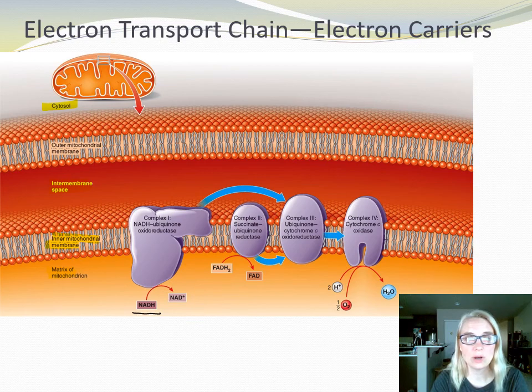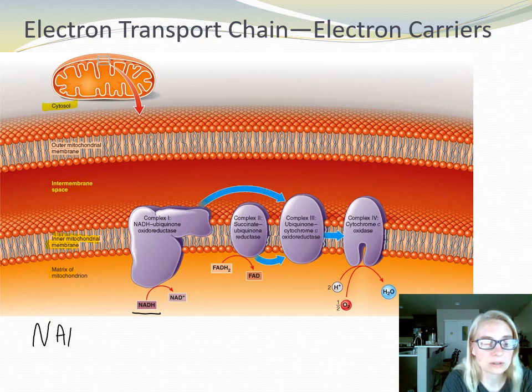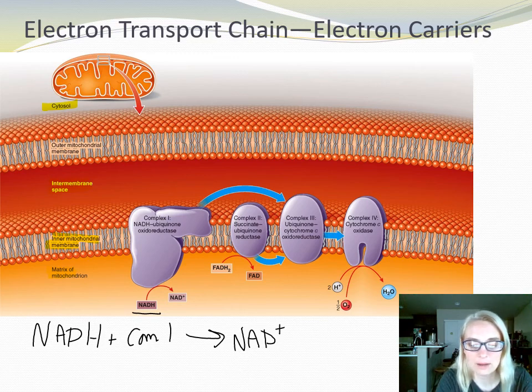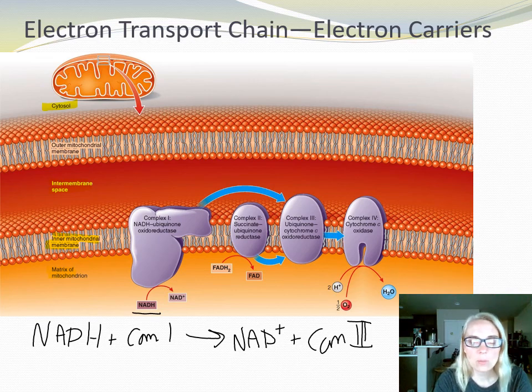So let's do one of our redox reactions, because here we're doing a reverse redox. So here's our NADH plus, I'll just say complex 1, goes to NAD plus, and I think the electrons go to complex 3 in this particular pathway. So where are our electrons? Where do they start and where do they go? Who's being oxidized and who's being reduced?